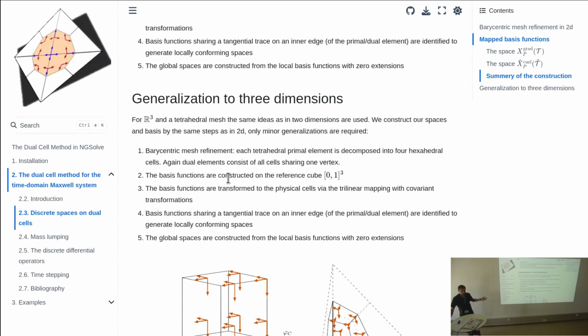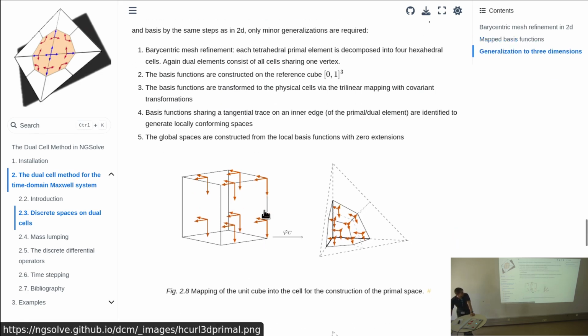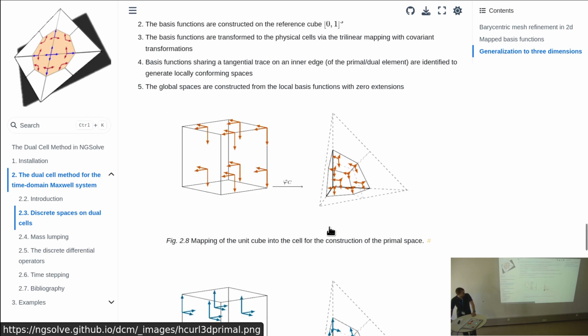So in 3D, basically everything works the same. You just have to draw more arrows. You embed your unit cube into this general hexahedron. So we have this hex, and now each tetrahedron consists of 4 hexes. You have this embedding, which is now trilinear, and again you use covariant transformations, and you identify the correct functions.